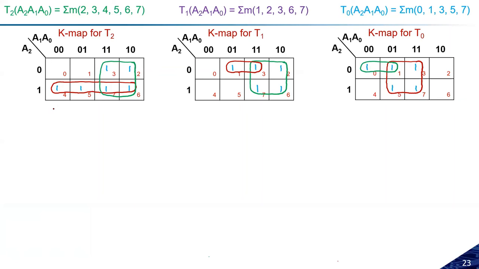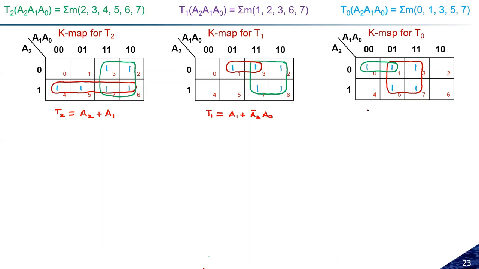If you try to write the function for T2, from here I will get A2, and from here A2 will be cancelled out, and A0 will be cancelled out, A1 will be there. So A2 plus A1 will be the T2. Next, if I want to simplify the function for T1, then from this one the A1 will come out, A1 plus, from here, A2 bar A0. Okay, this will be the function.